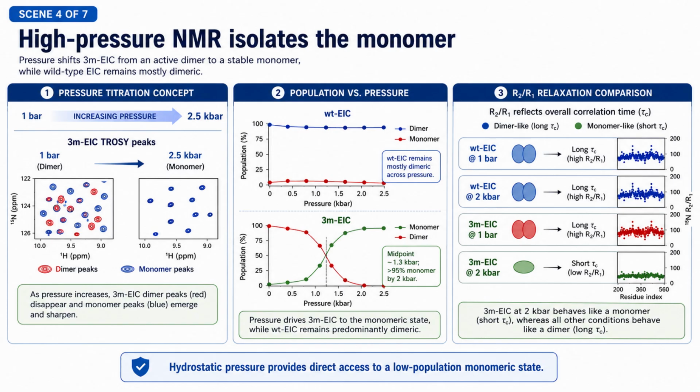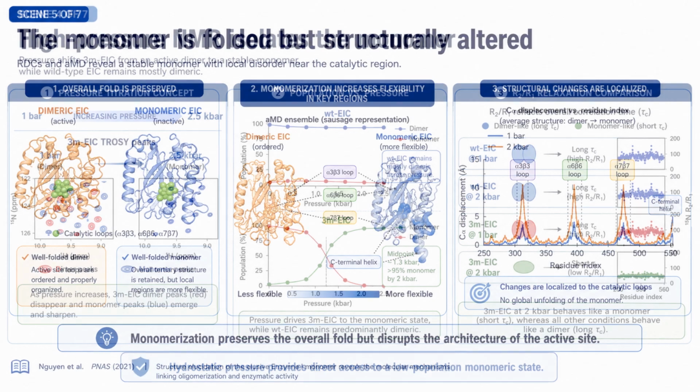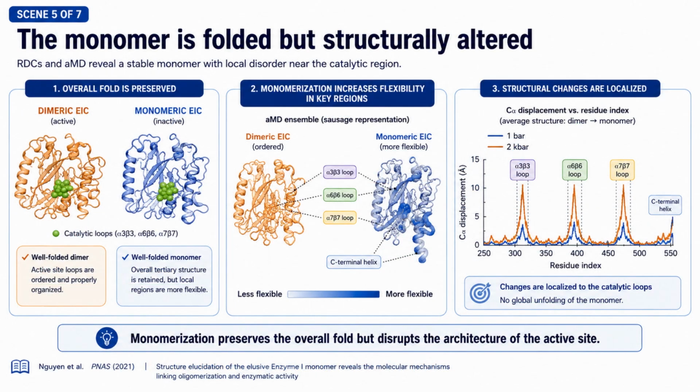As pressure increased, 3MEIC shifted from the dimeric state to a stable monomeric state, while wild-type EIC remained mostly dimeric. Relaxation measurements confirmed that 3MEIC at high pressure behaves like a monomer in solution. We then used residual dipolar couplings together with accelerated molecular dynamics to build a structural ensemble of the monomeric state.